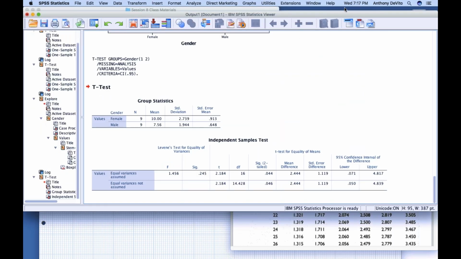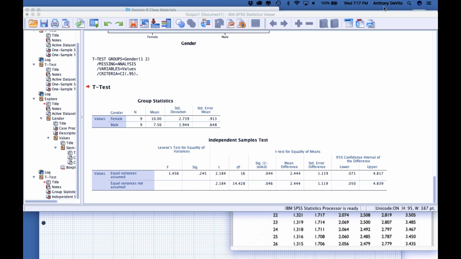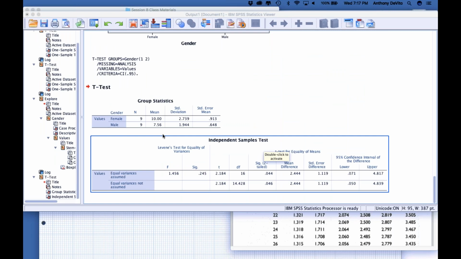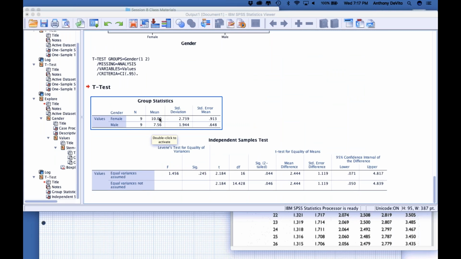So what happens now? Well, let's take a look at this. If I look at this, just as we expected, the mean is 10 for females and 7.56 for males. Standard deviation for the 2 groups? Well, look at this. The standard deviation for these 2 groups is pretty close to one another, right?